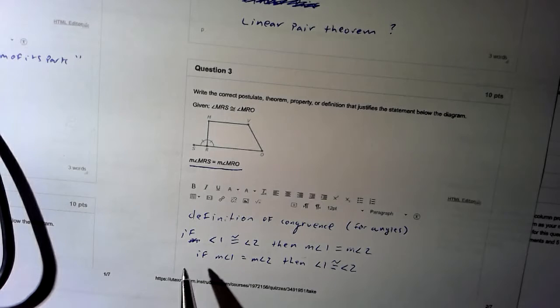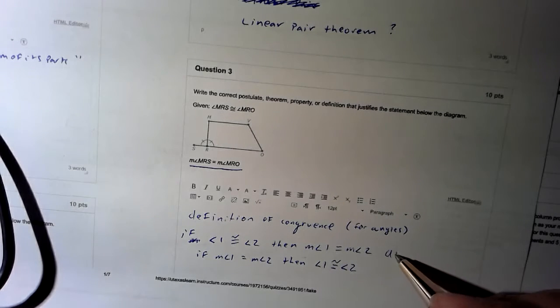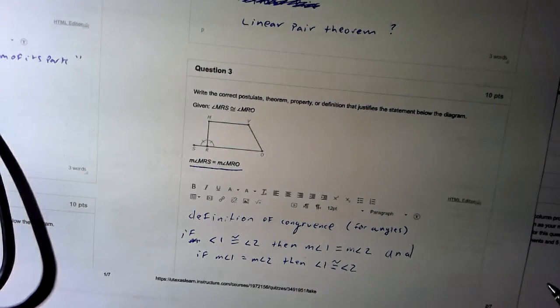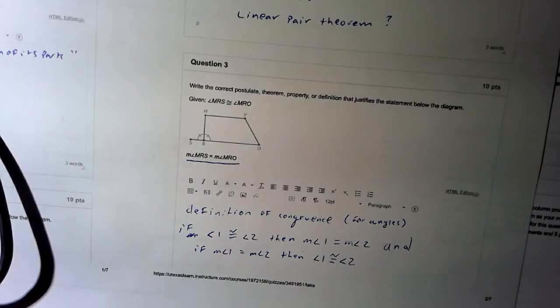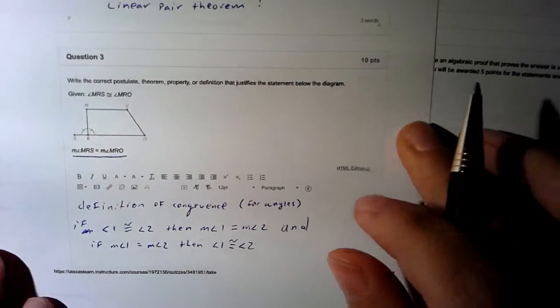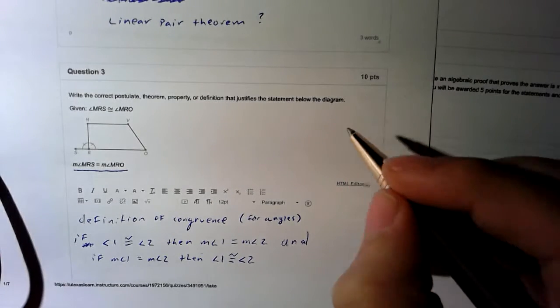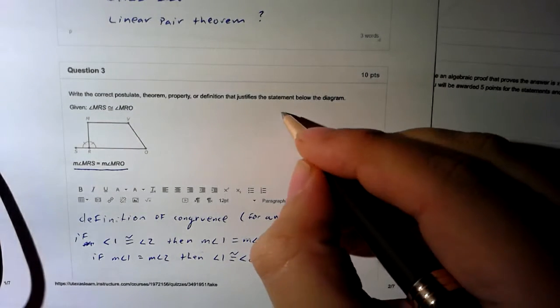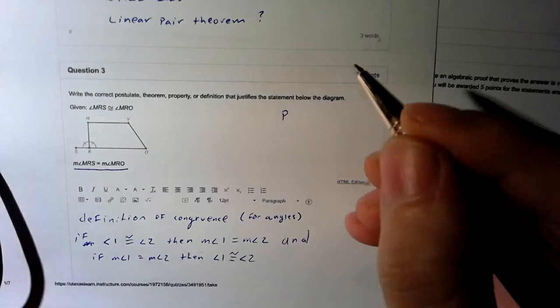You might be wondering why I put two conditional statements here, and I used the word and. Why did I do that? Because remember, biconditional statements are just conjuncts of conditional statements, right? So let me go ahead and scoot the paper here so you can see that on the side. This is not part of the answer or anything. This is just explaining where that's coming from.